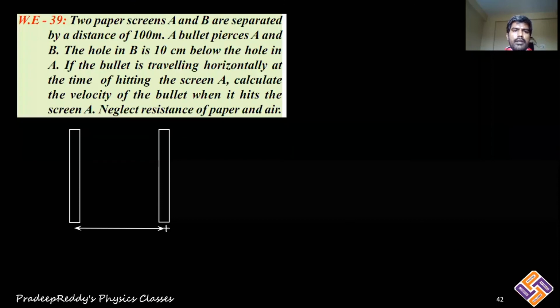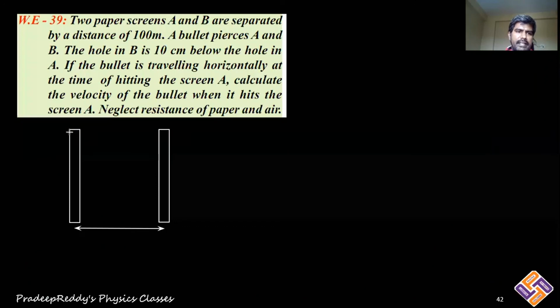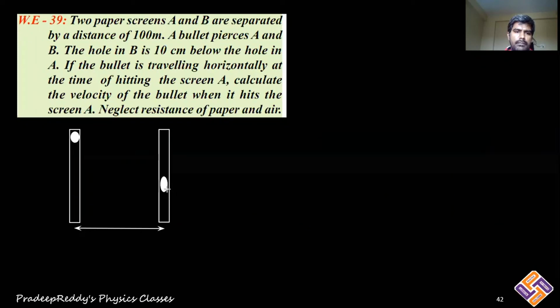And a bullet pierces A and B. The hole in B is 10 centimeter below A. Now let me consider here is hole A and here is hole B, right? In B there is one hole here, in A there is one hole here. A bullet is coming from this position. The bullet comes from this position at A, it falls down and passes to B like this. And this is 10 centimeter given.